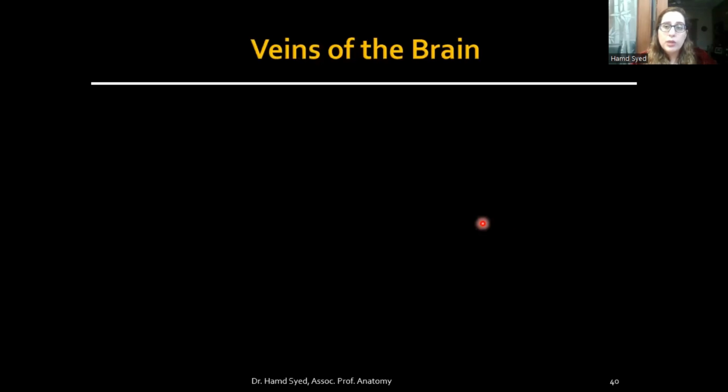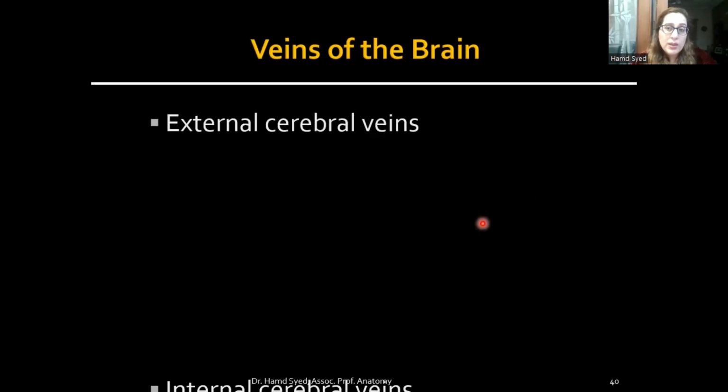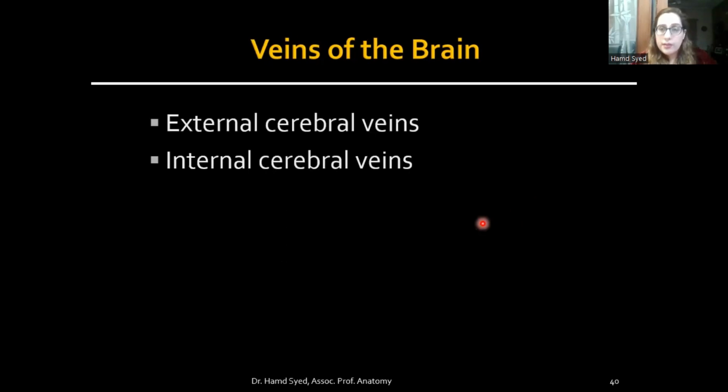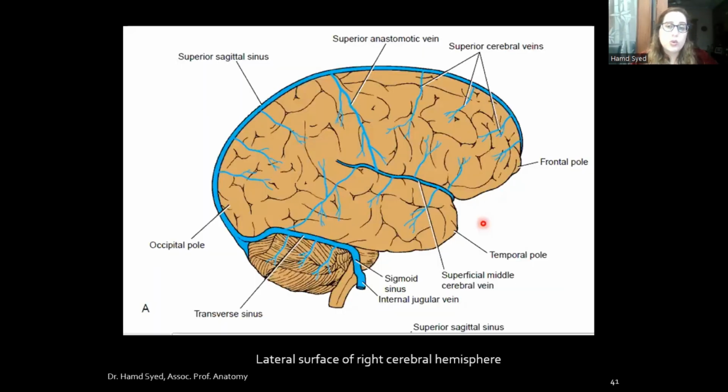Now, these veins of the brain can be divided into two sets. One of these is the external cerebral veins, and the other one is the internal cerebral veins. So let's look over here at the external cerebral veins. If you follow the pointer, you will see here the superior cerebral veins. These superior cerebral veins are draining the lateral surface of the cerebral hemisphere into the superior sagittal sinus.